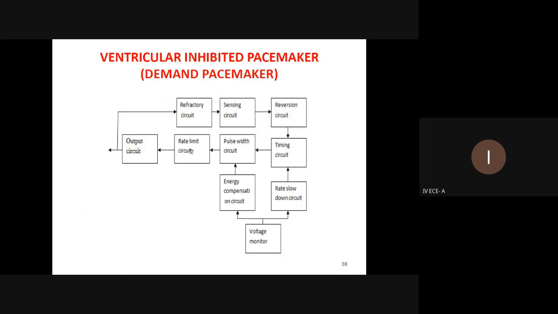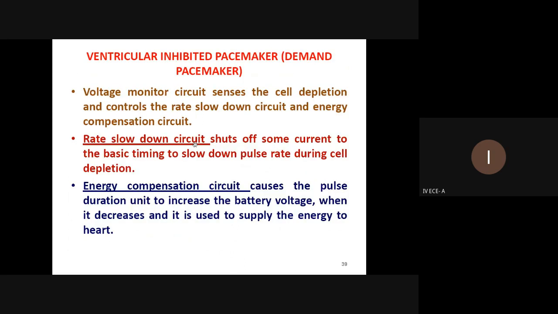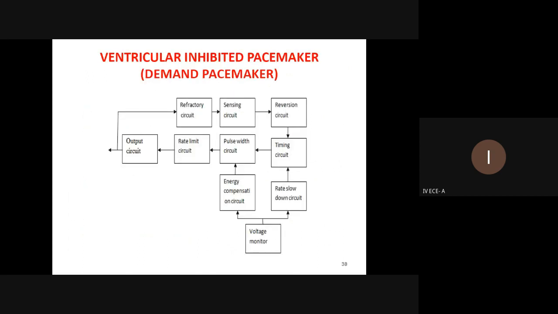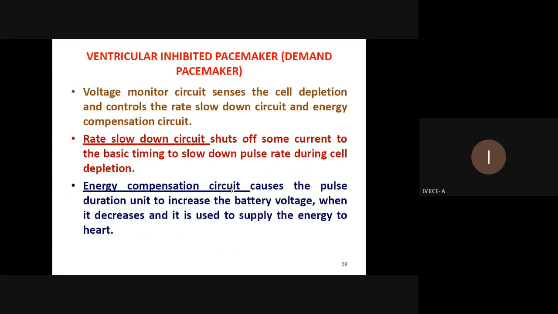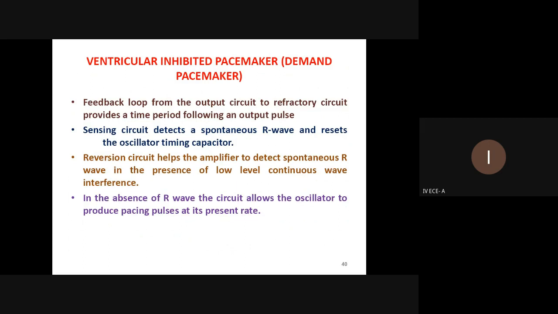Okay, here then the rate limit circuit. This rate limit circuit block shuts off some current to the basic timing to slow down the pulse rate during cell depletion. Then the energy compensation circuit. This one causes the pulse duration unit to increase when the battery voltage decreases, and it is used to supply the energy to the heart.